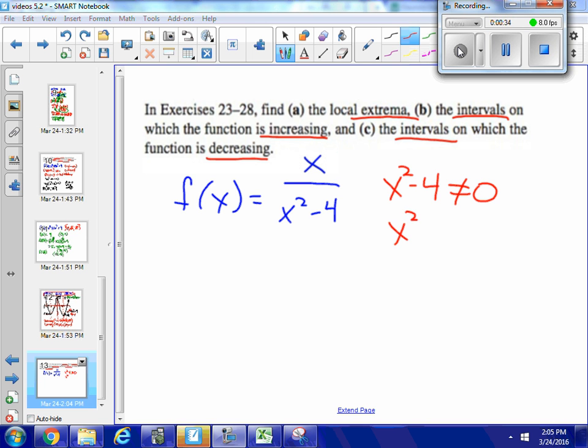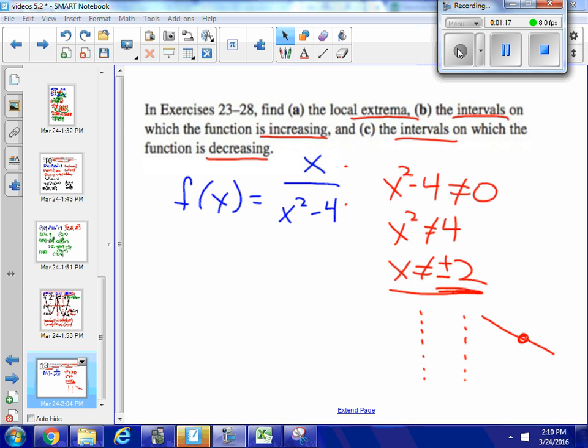I know that x squared cannot be equal to 4. So I know that x cannot be equal to plus or minus 2. Those are forbidden. Now, I know that where I have a denominator of 0, my function is either going to have a vertical asymptote or it's going to have a hole in the graph. It has a hole in the graph only when I can cancel out a factor in the numerator and the denominator. So since that is not happening here, I know that my graph is going to have vertical asymptotes at -2 and at +2.